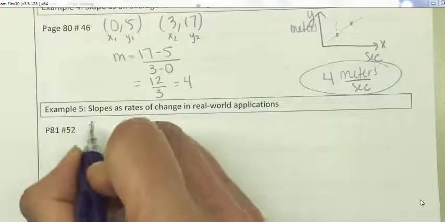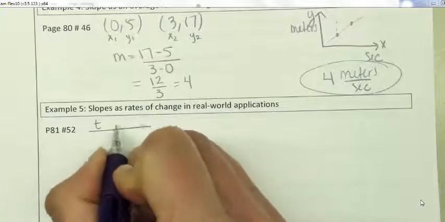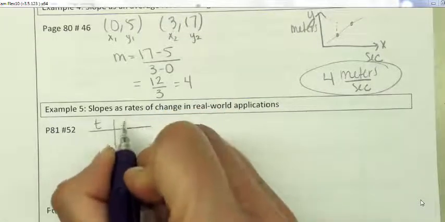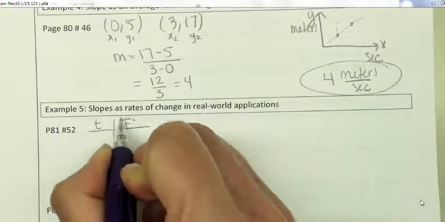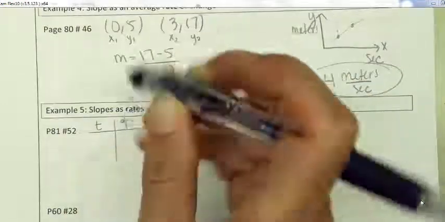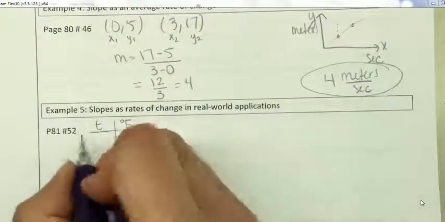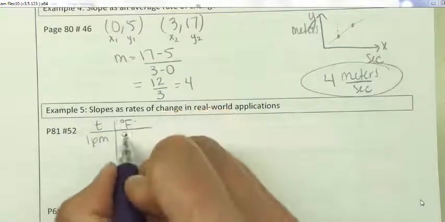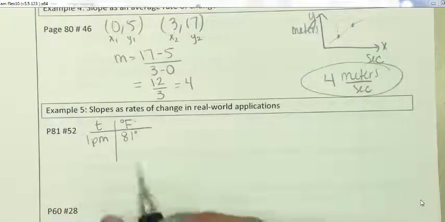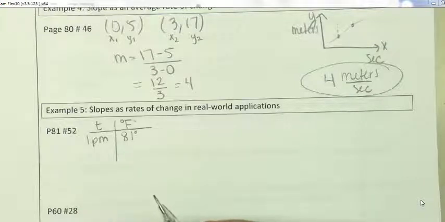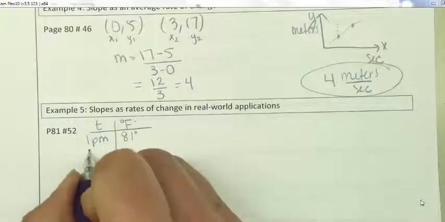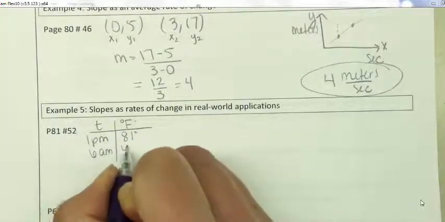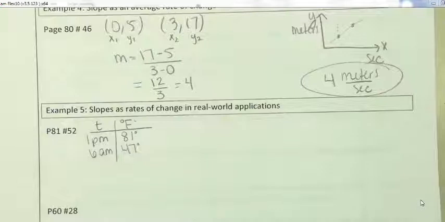Okay, I'm going to make a table of values here. So this is time, and this is in degrees Fahrenheit. All right, so at 1 p.m., 81 degrees. When you wake up at 6 a.m., the temperature is 47 degrees. What is the average rate of change in the temperature?